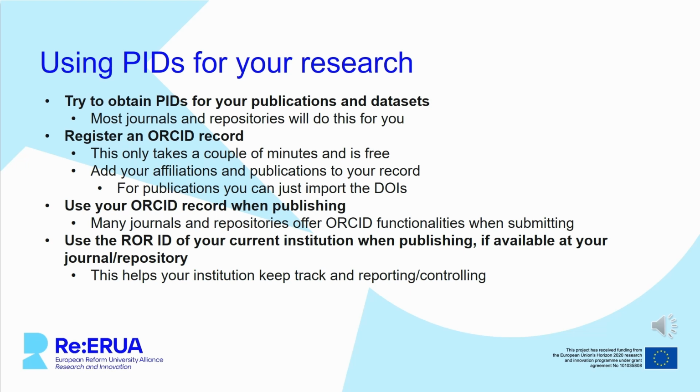If you haven't already, you can register at ORCID to create your own profile. This only takes a couple of minutes and is free of charge. Afterwards, you can enter as much information into your record as you like and decide which information is publicly visible and which is not. To make this process easier, you can import your publications by using their DOIs. When you submit your next publication, use your ORCID if possible. Many journals and repositories offer those features to decrease the need for you to type in everything manually.